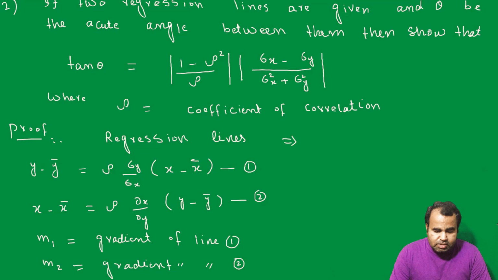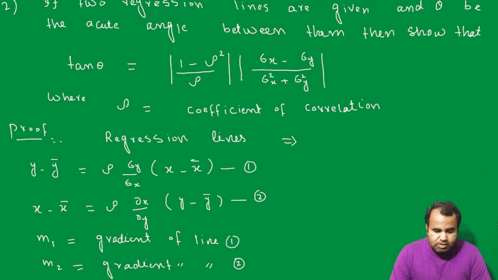So this was the second property that we have proved. When rho is equal to 0, theta is equal to pi by 2. So what does it mean when theta is equal to 0 or theta is equal to pi by 2? Theta equal to 0 means that the regression lines are parallel, and theta equal to pi by 2 means that the regression lines are perpendicular to each other. Hope you have understood up to here. This is the second property, and now we move to the third property.